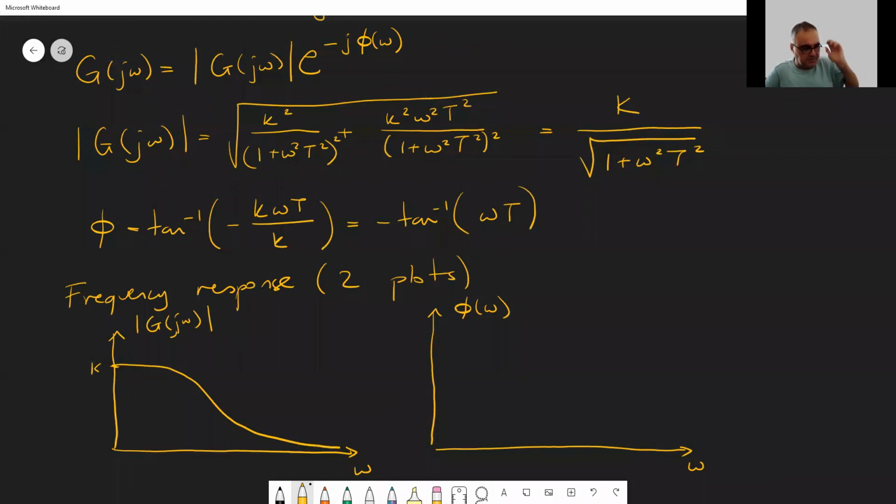Something like this. And the phase angle, tangent inverse of omega. When omega is 0, tangent inverse of 0 is 0, so it starts from 0. And when omega goes to infinity, it goes to minus 90 degrees. So minus 90 degrees. It will be something like this.